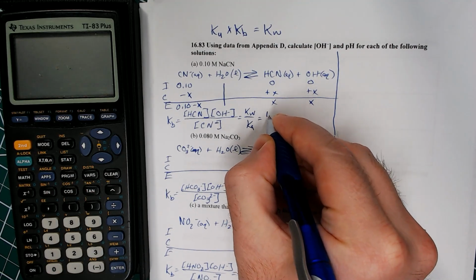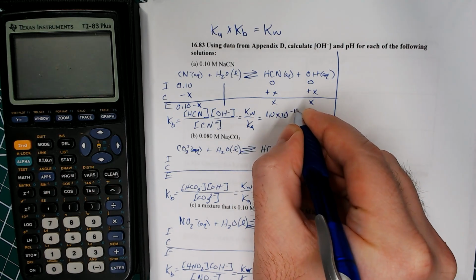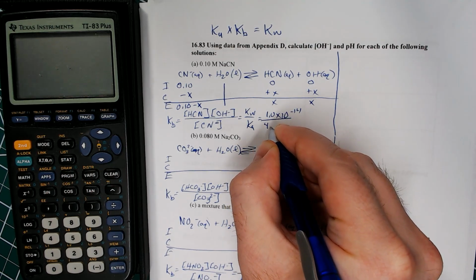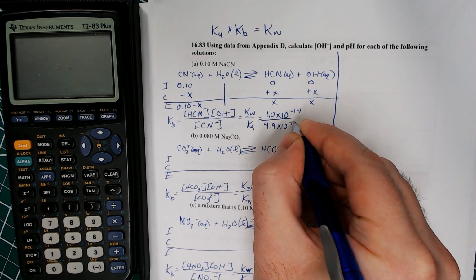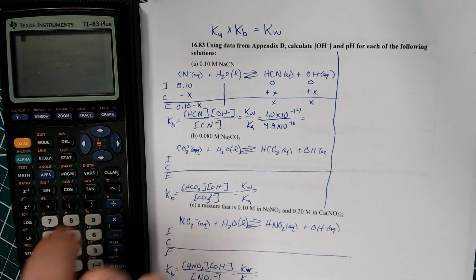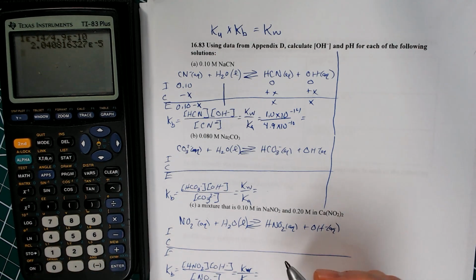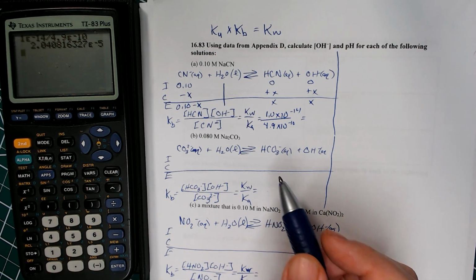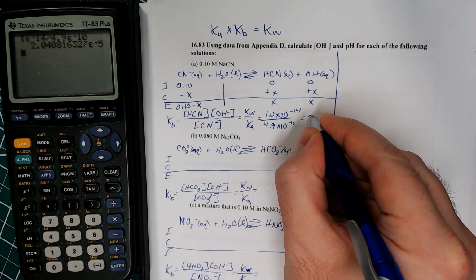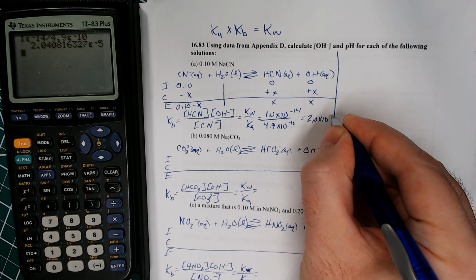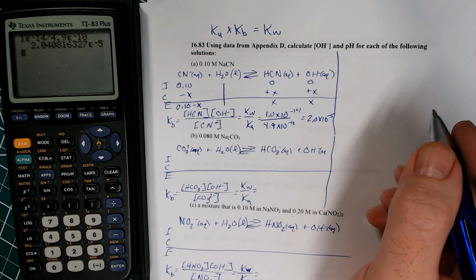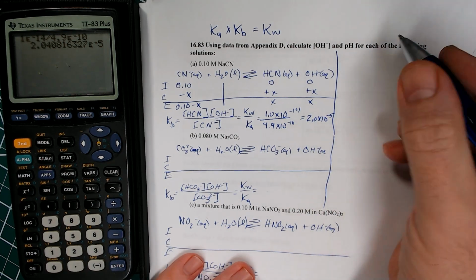So we're going to put 1.0 times 10 to the negative 14 divided by 4.9 times 10 to the negative 10. And we'll enter that into our calculator. So 1 times 10 to the negative 14 divided by 4.9 times 10 to the negative 10. And you'll see it's 2.04. We're going to write that as just 2.0 times 10 to the negative 5.